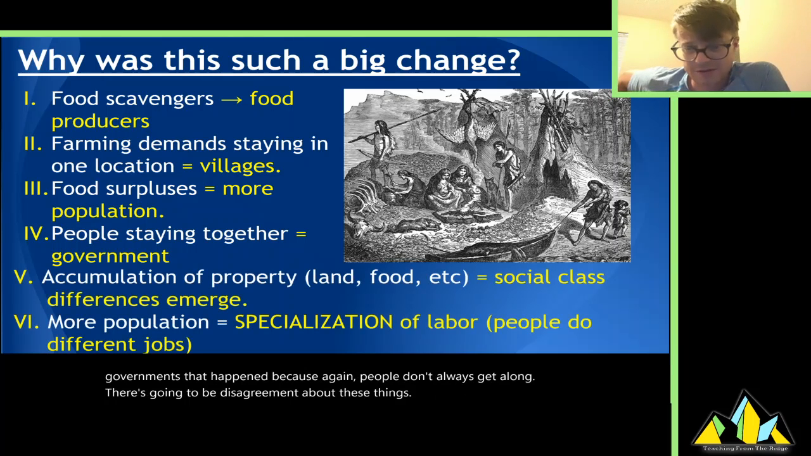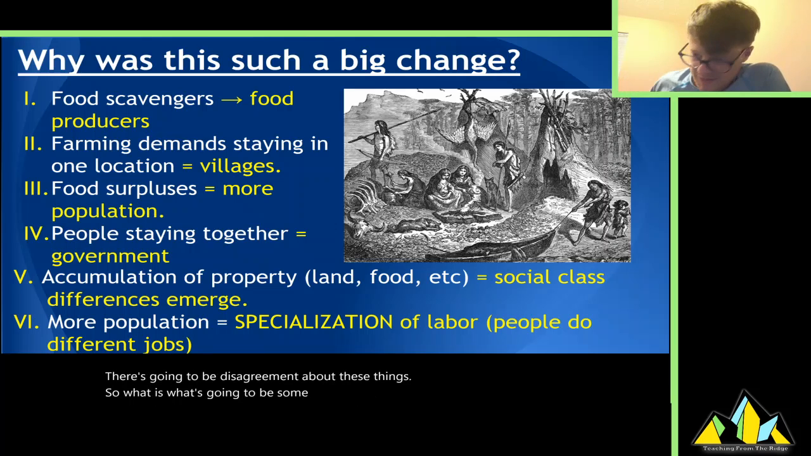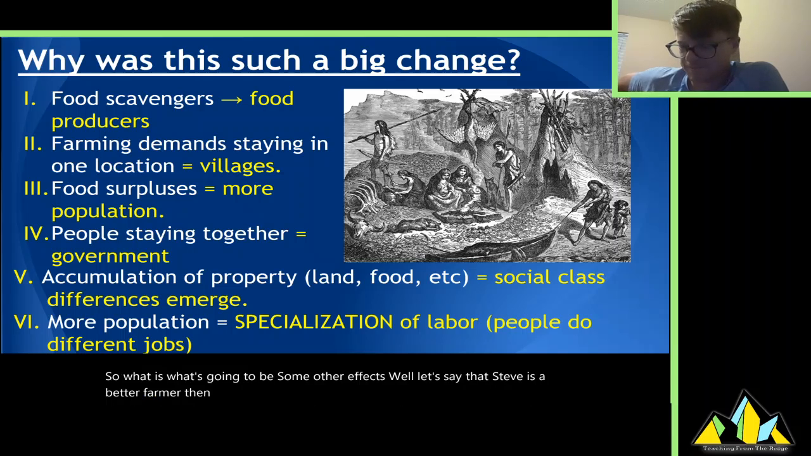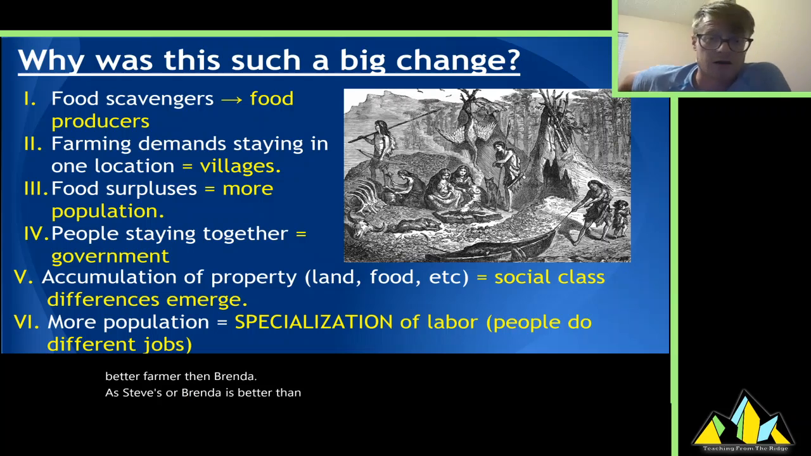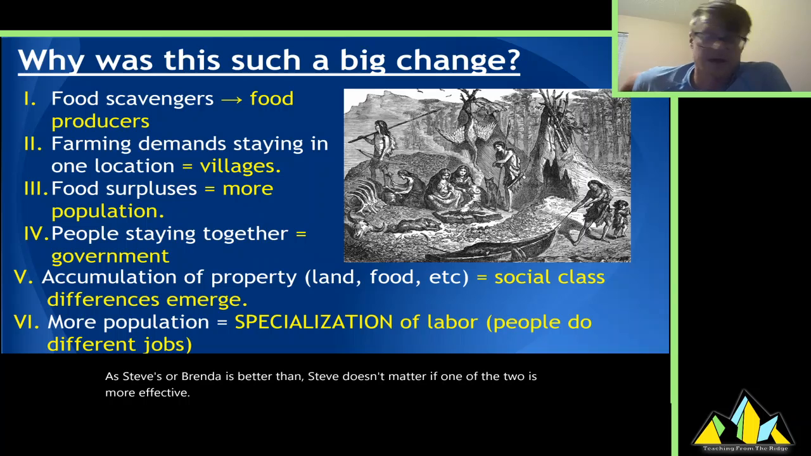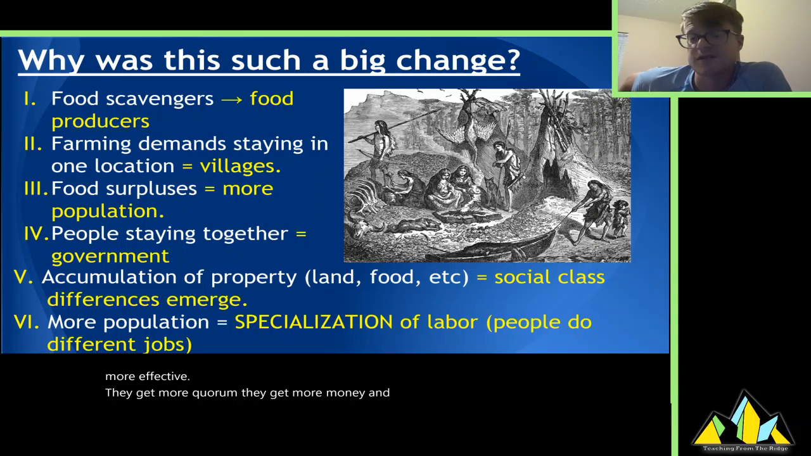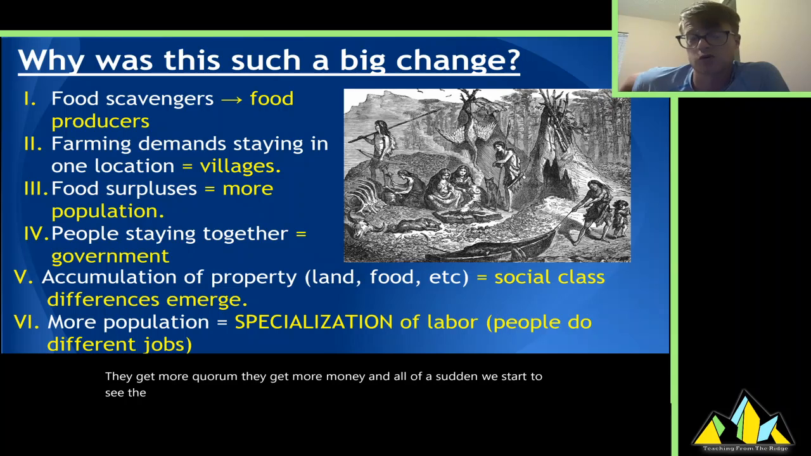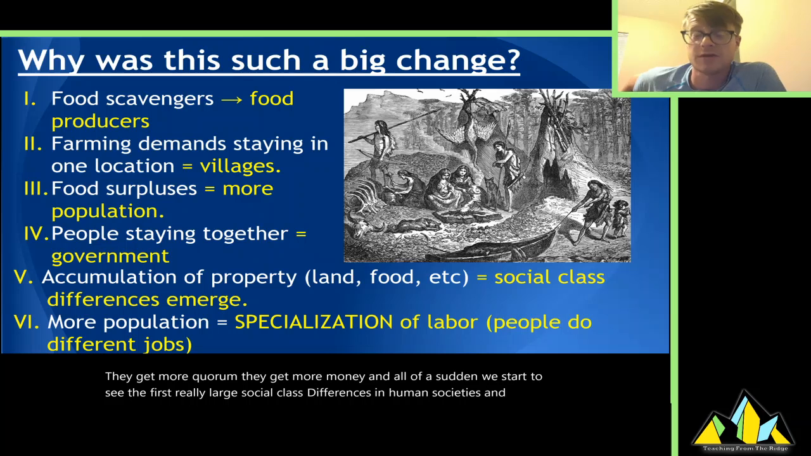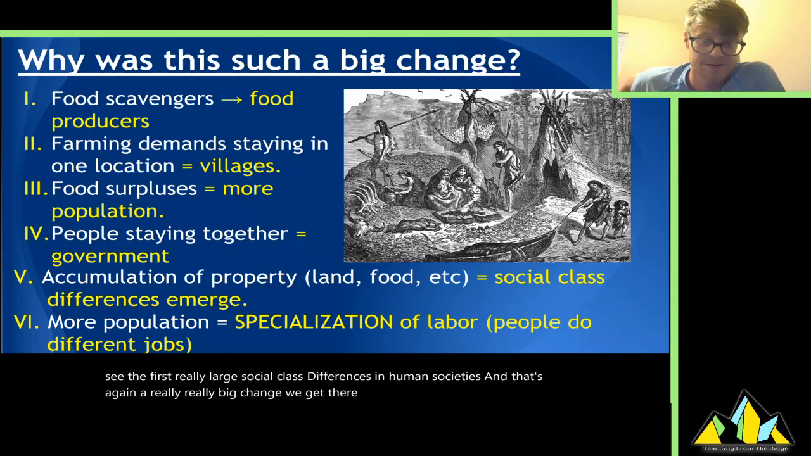So what's going to be some other effects? Well, let's say that Steve is a better farmer than Brenda. Or Brenda is better than Steve. Doesn't matter. If one of the two is more effective, they get more corn, they get more money, and all of a sudden we start to see the first really large social class differences in human societies. And that's, again, a really, really big change. We get the first social class differences.